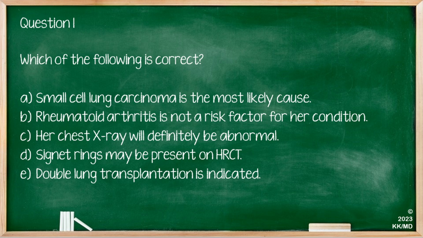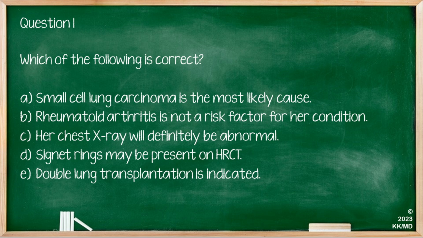So therefore, automatically option A is going to be incorrect because small cell lung cancer is not the most likely cause. There is no other risk factor such as smoking, for instance, that has been mentioned in the vignette. If you want a refresher of small cell lung cancer, please click here, in which we have discussed in depth the manifestations and presentation and management of small cell lung cancer. Option B is going to be incorrect because we know that autoimmune conditions such as rheumatoid arthritis is going to be a risk factor for bronchiectasis.